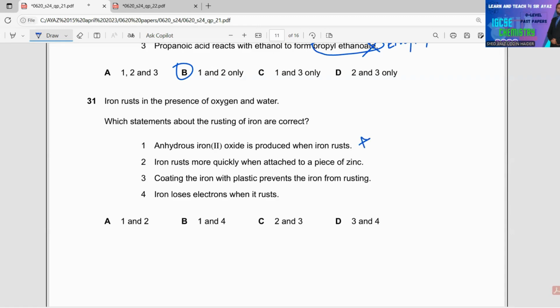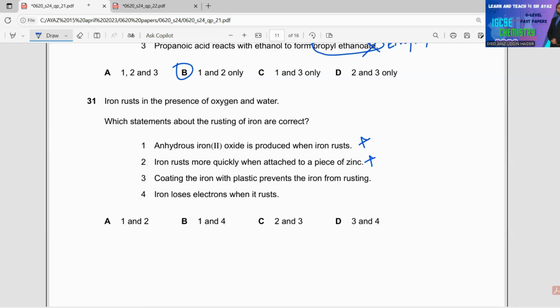Statement number 2, iron rusts more quickly when attached to a piece of zinc. This is also incorrect because in this case, zinc will be acting as a protection for iron. It won't allow iron to rust. Instead, zinc will react or corrode in preference to iron. So this statement is also incorrect.